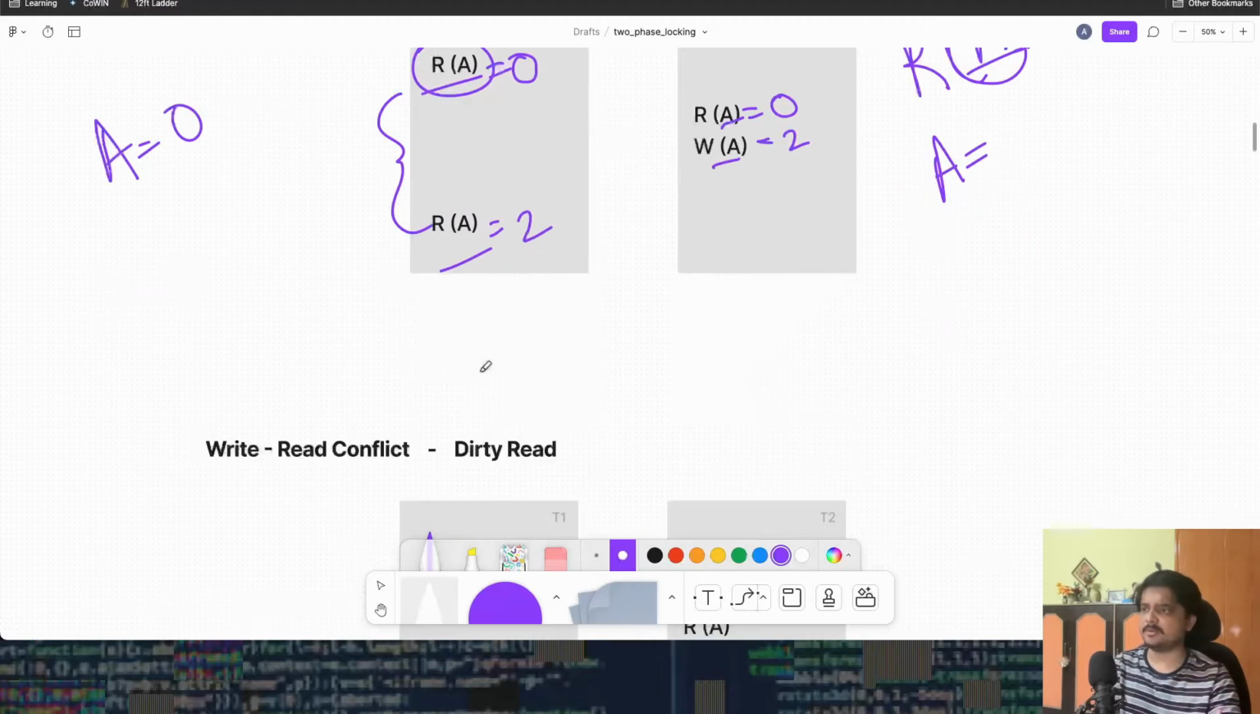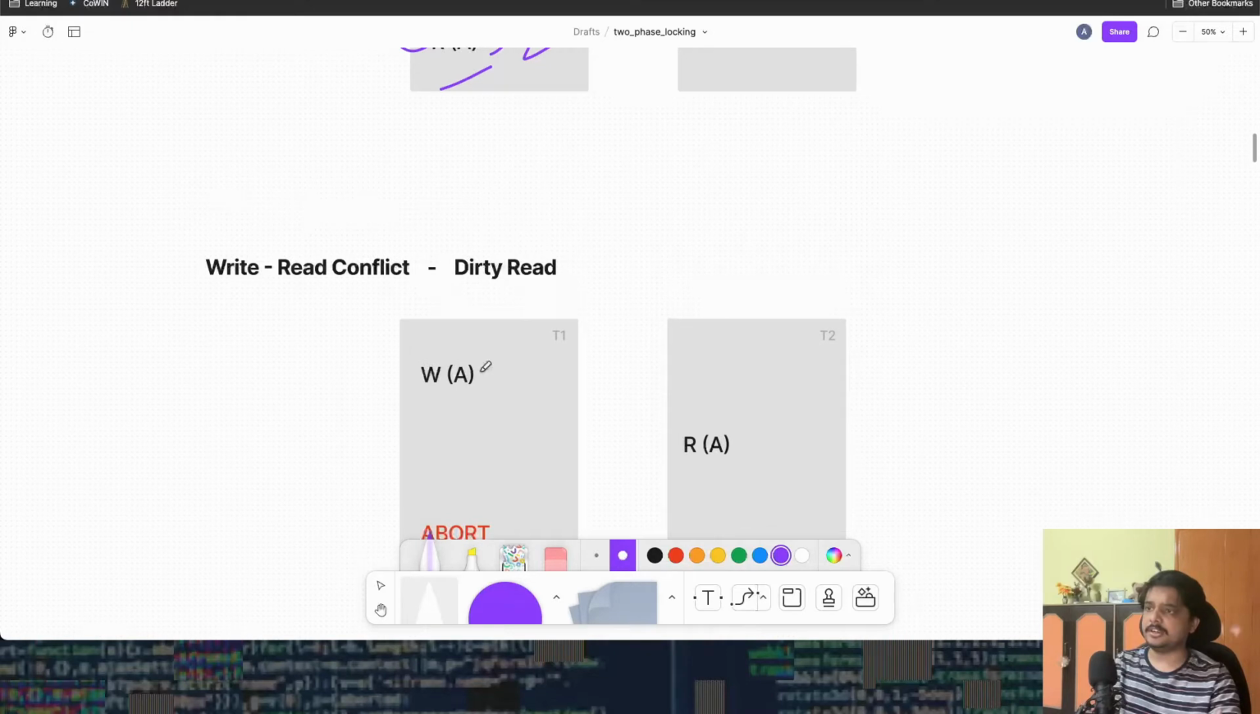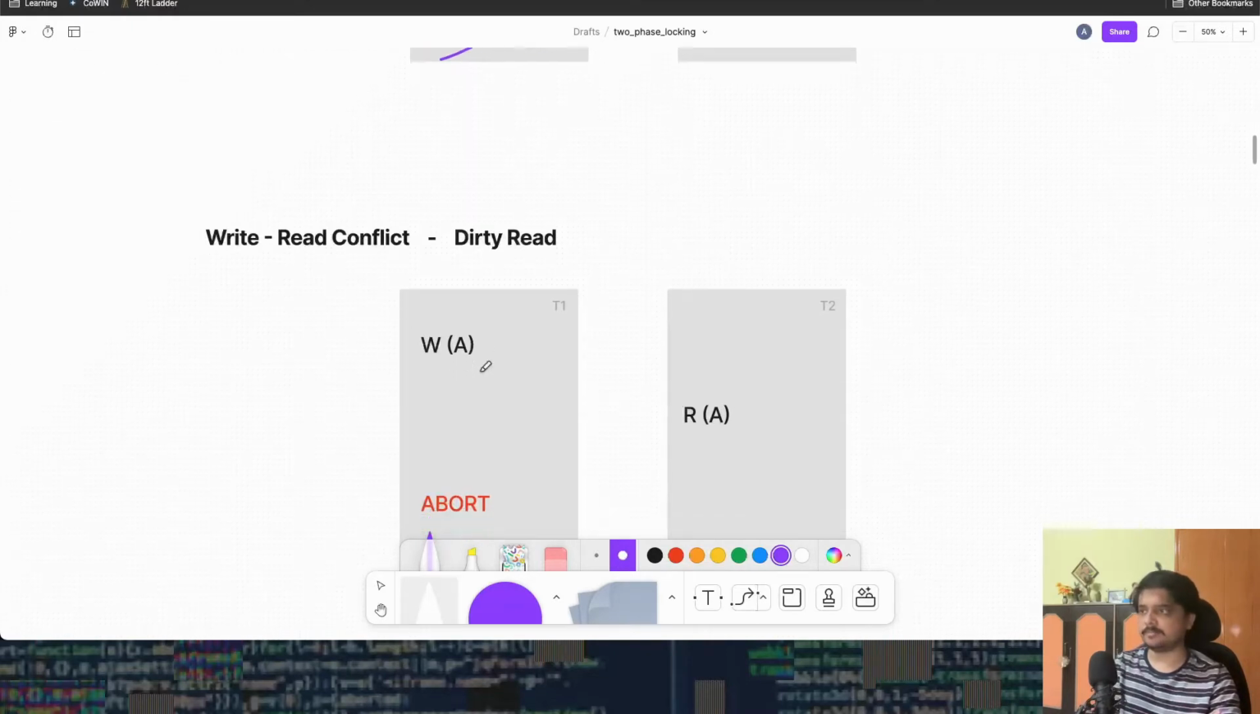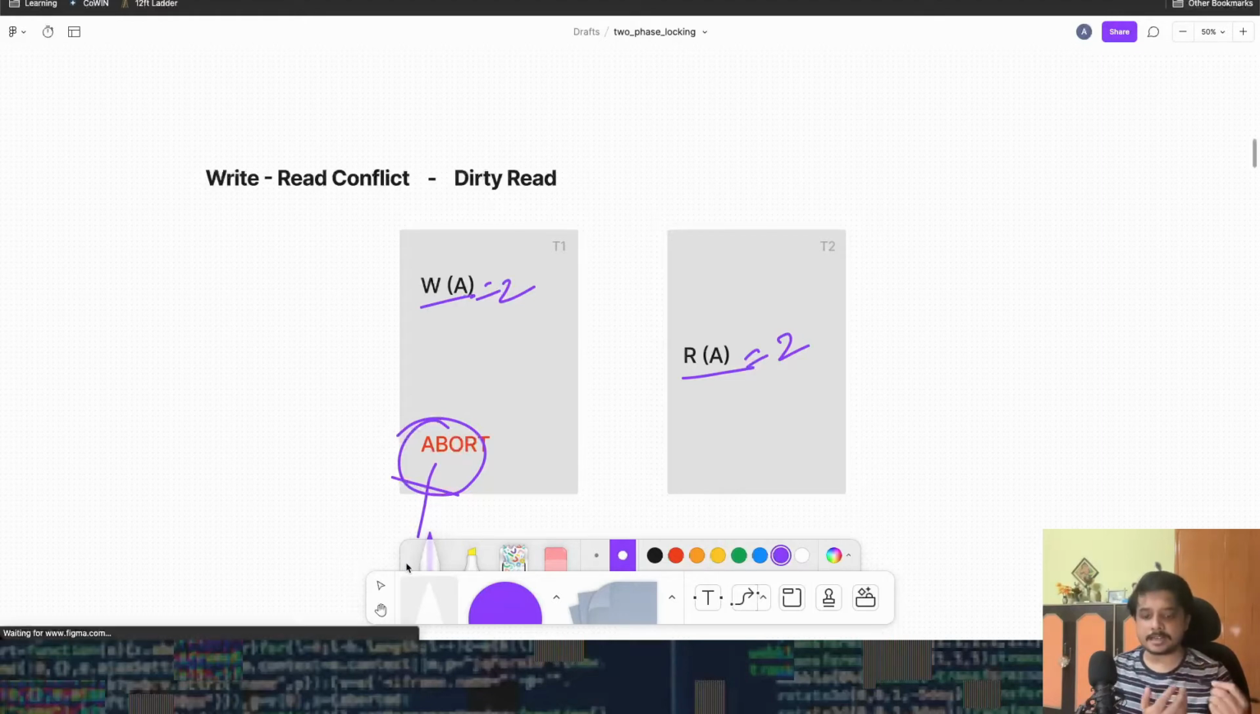Let's go to the next problem that can happen. This is called the write-read conflict or the dirty read. So what happens here? Let's see. Let's say a transaction writes something and then the other transaction reads that value, right? This can happen anytime. Let's say they write A's value to be 2 and T2 reads the same value, but then the first transaction aborts.